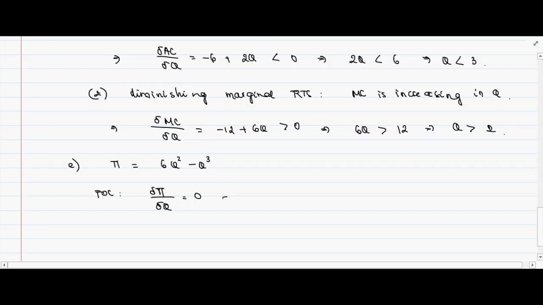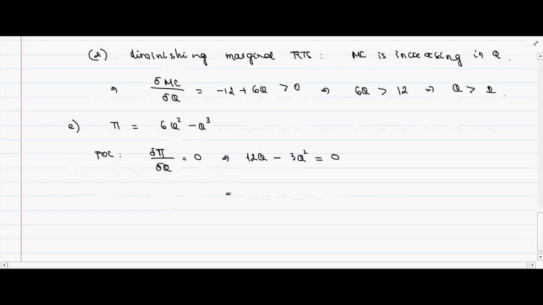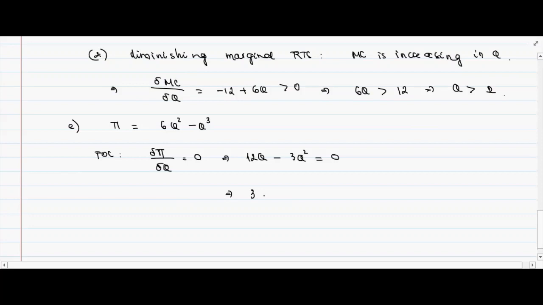So then I get the differential of the profit is 12Q minus 3Q squared, and if I want to make that equal to 0, then taking 3Q outside the bracket, inside I get 4 minus Q equal to 0. So solving this equation, either Q equal to 0 or 4 minus Q equal to 0, and therefore Q equal to 0 or Q equal to 4.